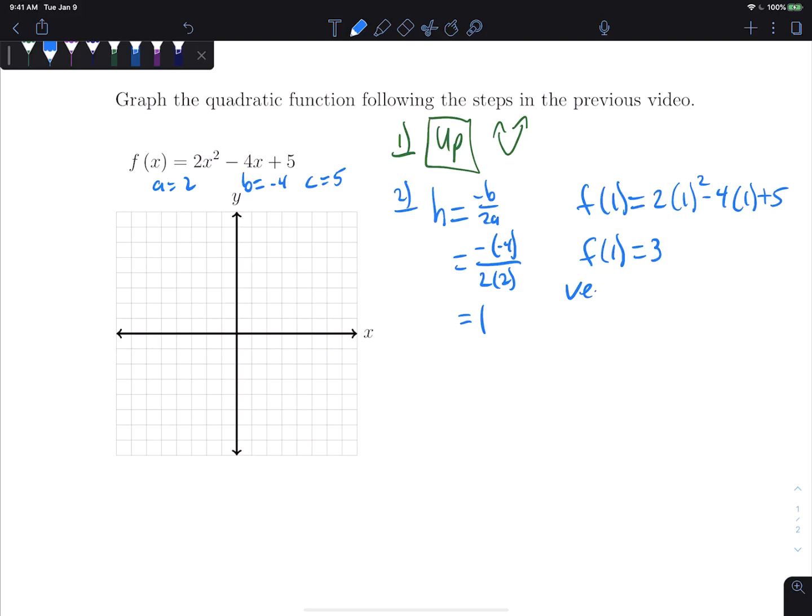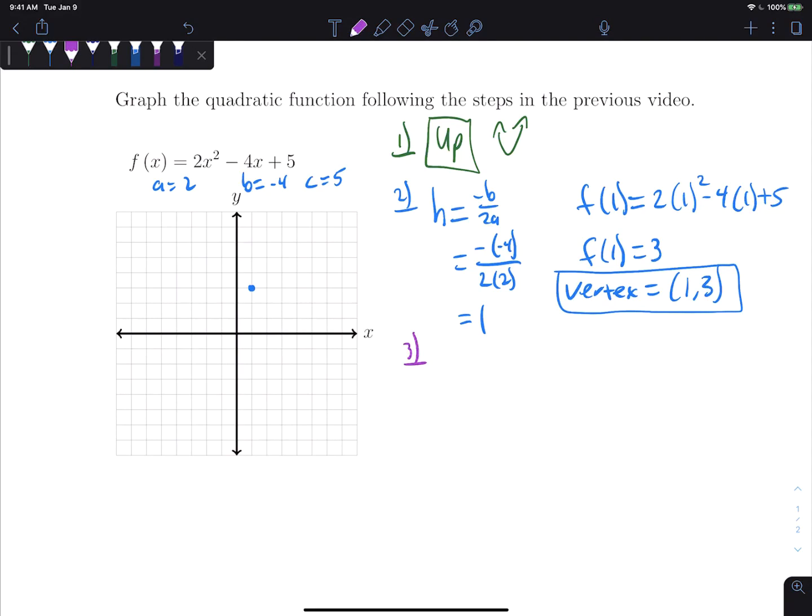Excellent. So that tells me that the vertex in this function is the coordinate 1, 3. In fact, I'm going to go ahead and plot that coordinate on the coordinate grid. So go right 1, up 3, and there is my vertex. Excellent.